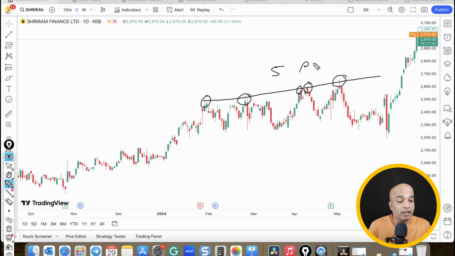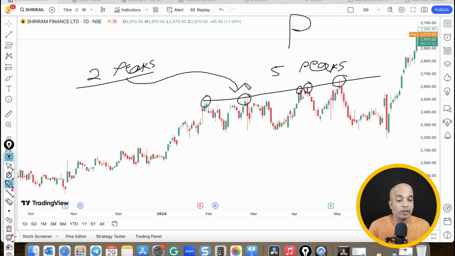Whenever you draw a trend line which connects more peaks, then that becomes a very powerful trend line. Okay, let's say I have drawn one more trend line. For example, I have drawn one more trend line. It is connected only 2 peaks. Now this is also a valid trend line. This might also be a valid trend line, but compared to this trend line, this is a very powerful trend line. Okay, so try to connect the maximum number of peaks as much as possible.